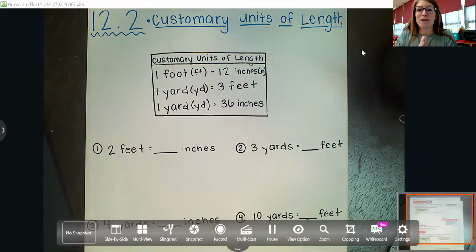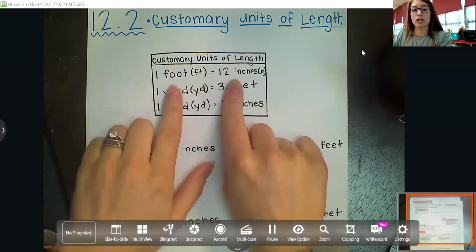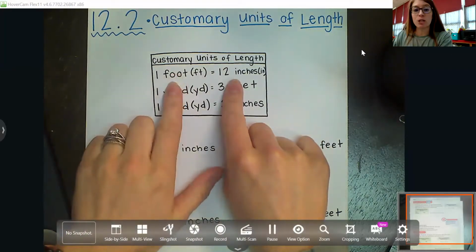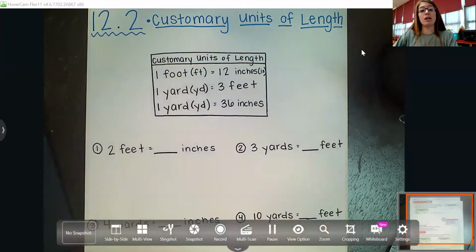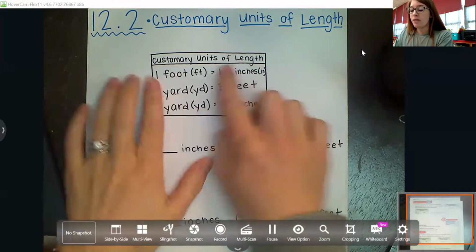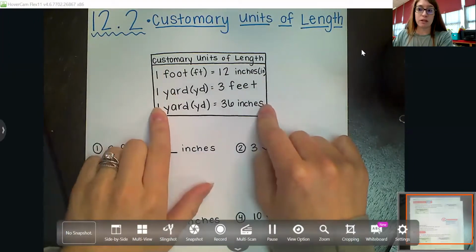All right, so today we're going to be focusing on customary units of length. And there are 3 measurement conversions. These are called conversions. When we change one unit of measurement to another, we are converting or changing it. So these are measurement conversions. These are the 3 we're going to be focusing on for this chapter.